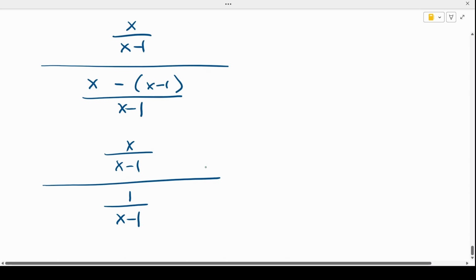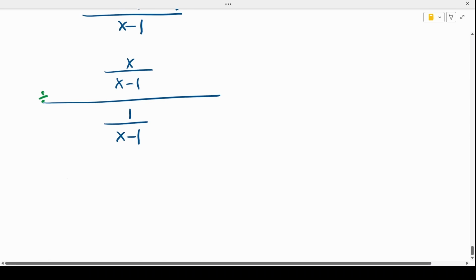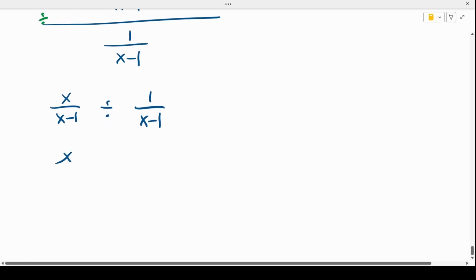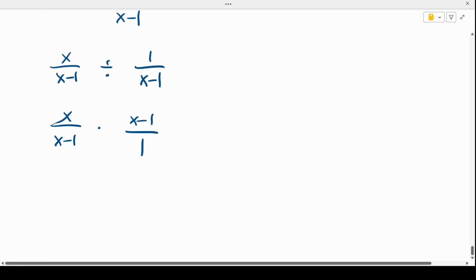And now a fraction of fractions, I prefer to think of it as a division of fractions. So I have x over x minus 1 divided by 1 over x minus 1, which is x over x minus 1 times x minus 1 over 1. I could reduce early here, divide one numerator by x minus 1, divide one denominator by x minus 1, and get x over 1, which is x. That's how I would prefer to do it.